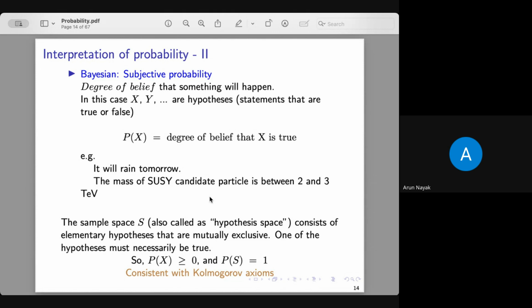So in this case also, you can define the sample space S, which will also be called the hypothesis space. This will consist of all possible elementary hypotheses that are mutually exclusive. So among all these elementary hypotheses, at least one of them has to be true. If you do that, then it will also satisfy the Kolmogorov axioms, that is, the probability of a given statement, or given element, will always be greater than or equal to 0, and the probability of the whole sample space will be 1, because at least one of the statements has to be true.